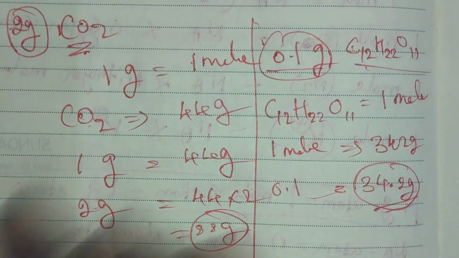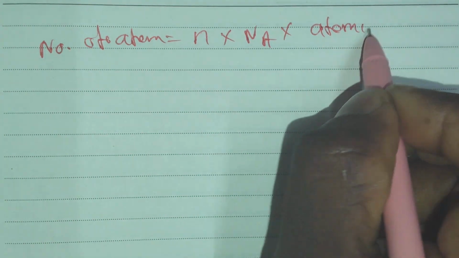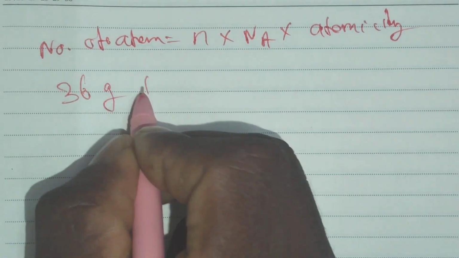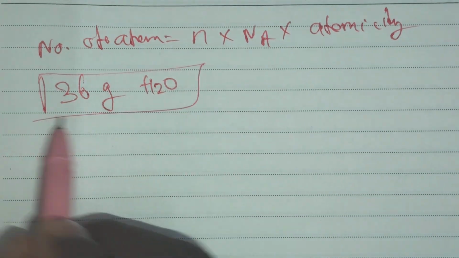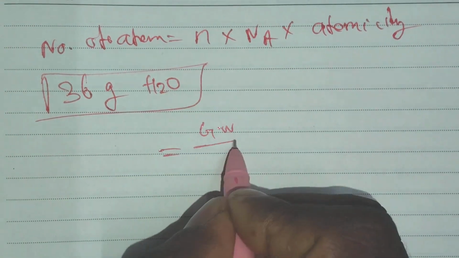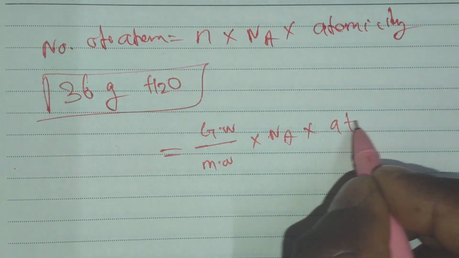That is the answer. Now the number of atoms: what's the formula? N into Na into atomicity. For example, 36 gram of H2O, how many atoms are present? We know that n is the given weight divided by molecular weight, into Avogadro number into atomicity.